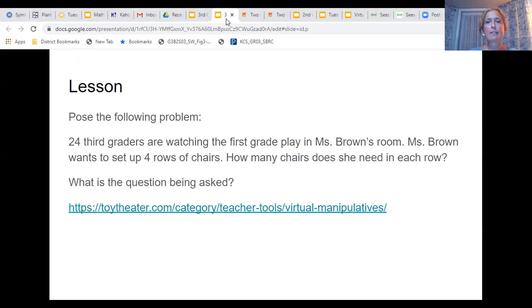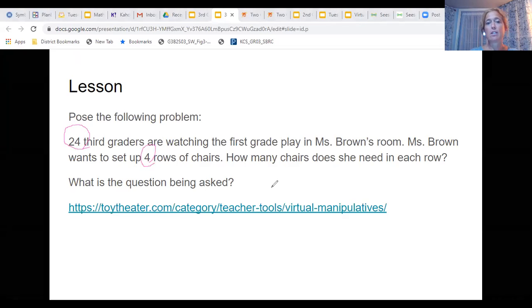So if we go back, what equation would we use for this problem? We know the answer is now 6, but what are we doing? We're taking this number and we're dividing it into 4 groups. So it's 24 divided by 4 equals 6.